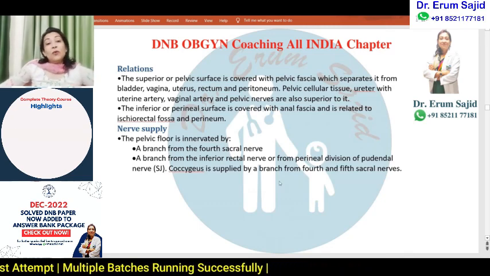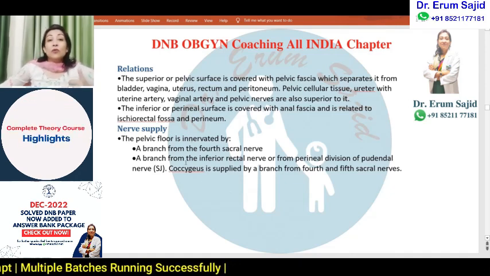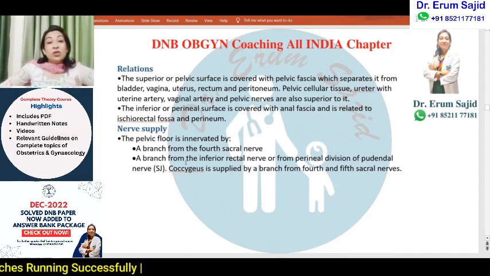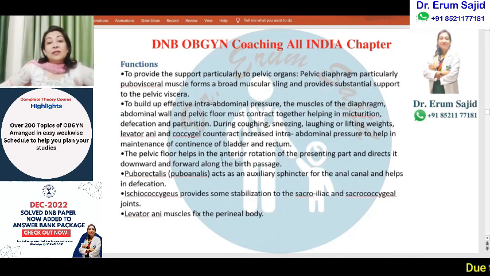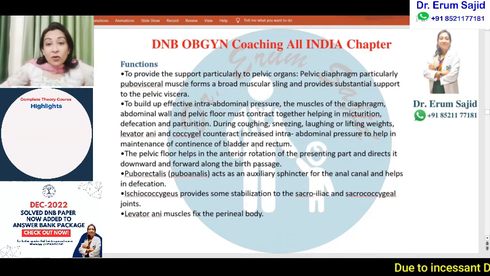Now the pelvic floor is innervated by a branch from the fourth sacral nerve, a branch from the inferior rectal nerve, or the perineal division of the pudendal nerve. Okay, so that's the basic thing about it. The function is to provide support to the pelvic organs, obviously.